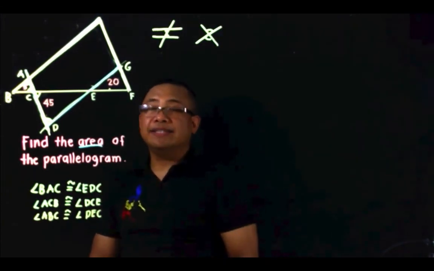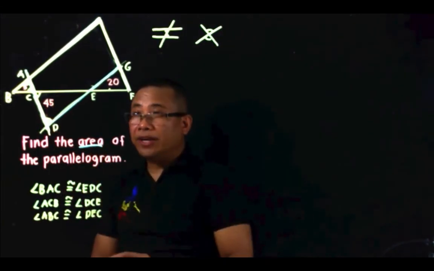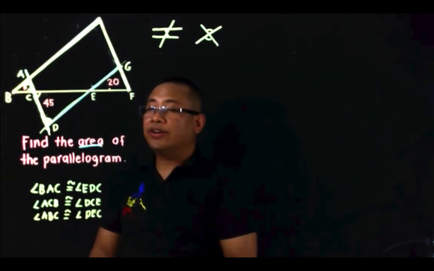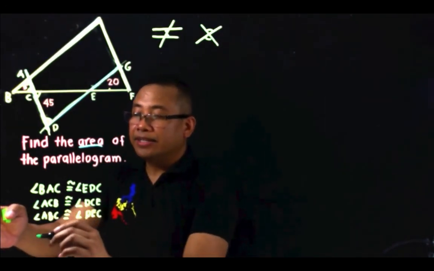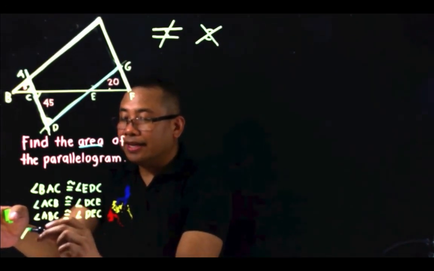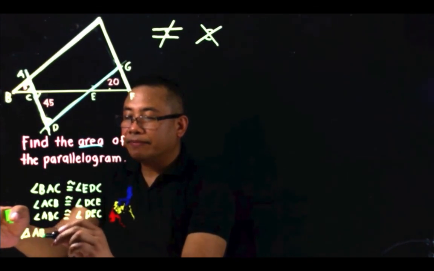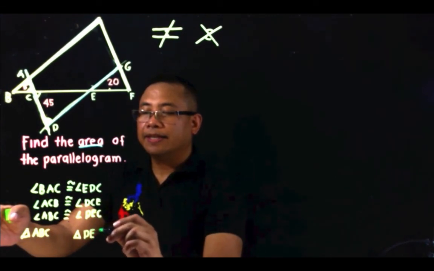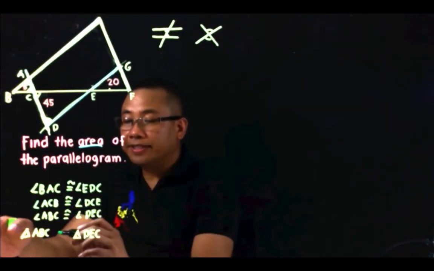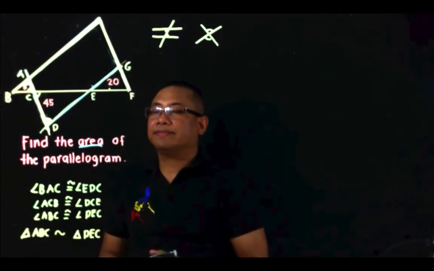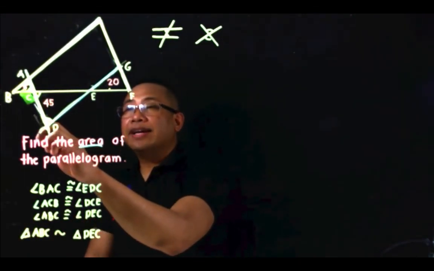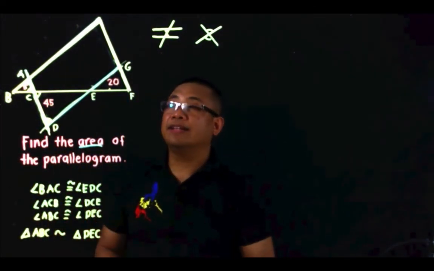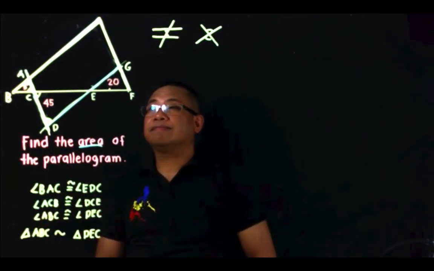By the AA similarity, when the 3 angles of one triangle are congruent to the 3 angles of the other triangle, then the 2 triangles are similar. So we now say that triangle ABC and triangle DEC are similar. And our notation for similarity is this symbol. So we now know that this small triangle with an area of 5 square units is similar to this other triangle with an area of 45 square units.